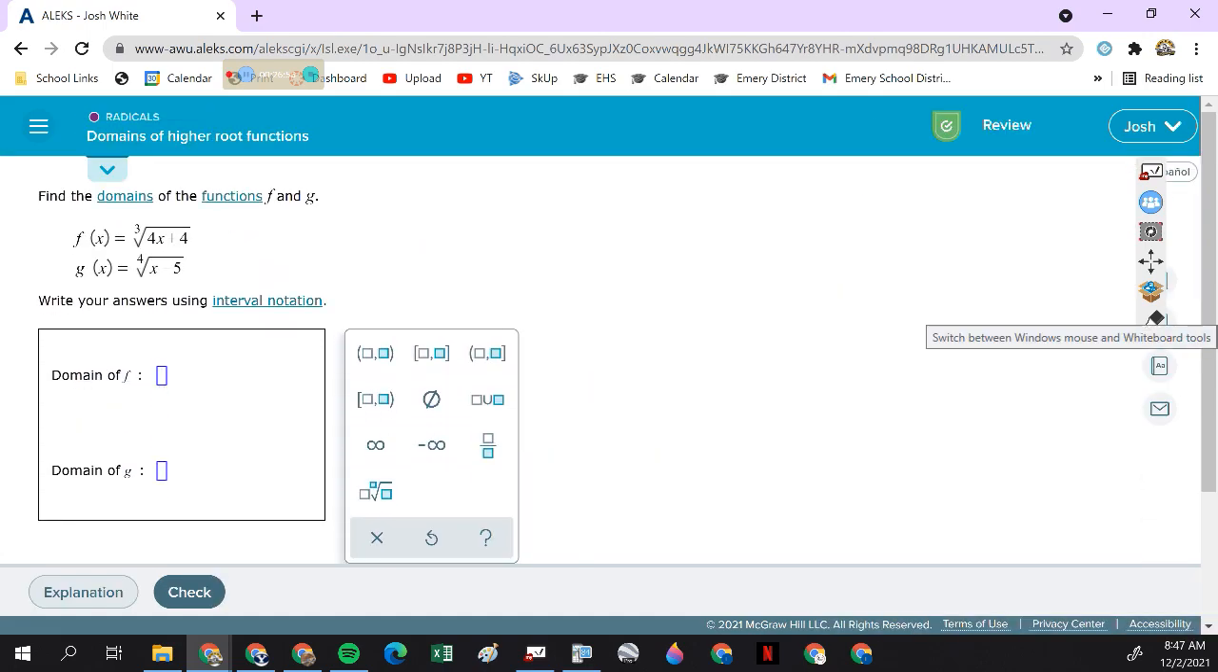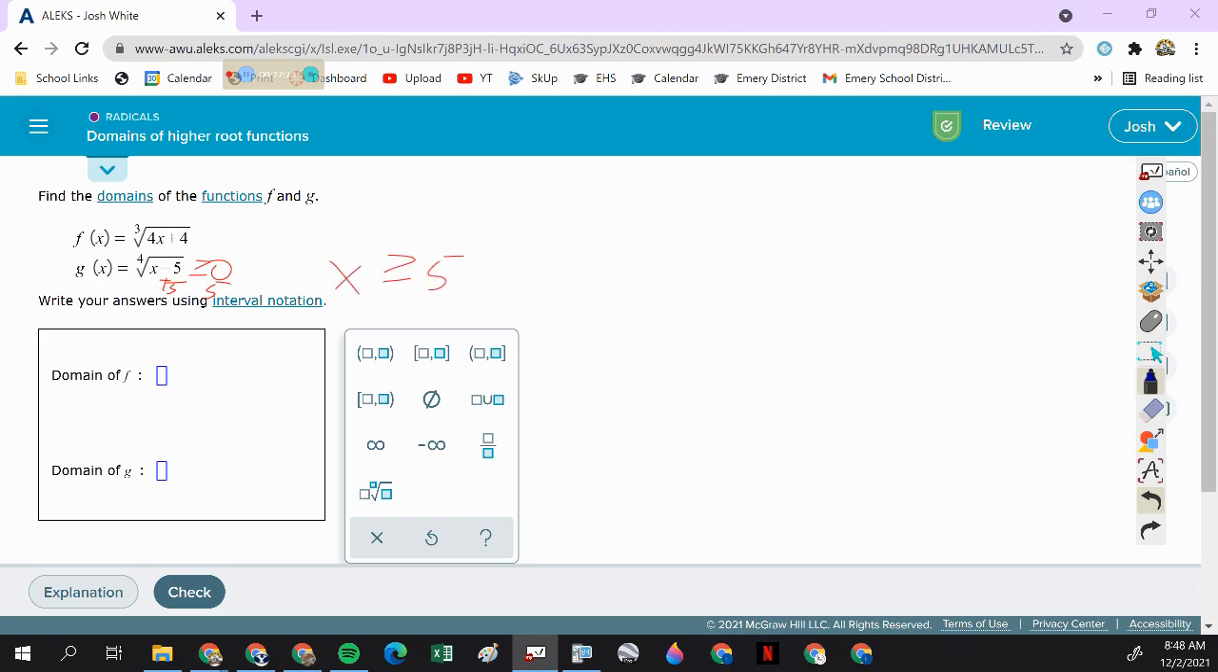Okay. What is the domain of f? Well, cube roots have both a right side and a left side, so the domain is all real numbers. So it'd be from negative infinity to infinity. But if the root is even, then we just have to take x minus 5 and write greater than or equal to 0, add 5, and I get x is greater than or equal to 5. How would I represent that using interval notation? We would use this one, bracket 5 to infinity, like that.